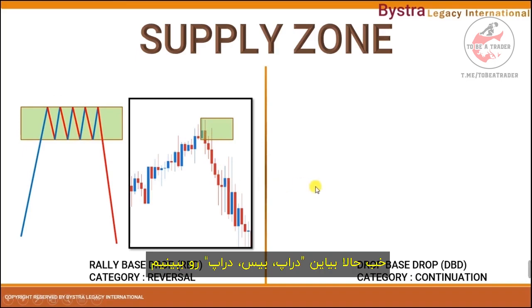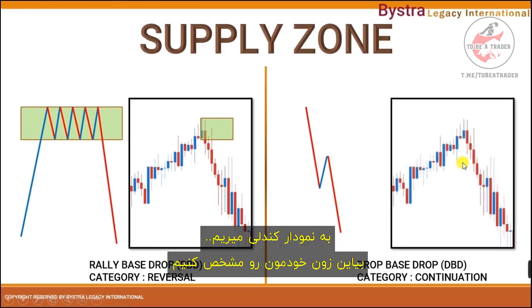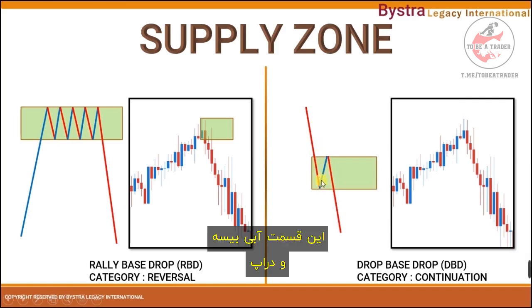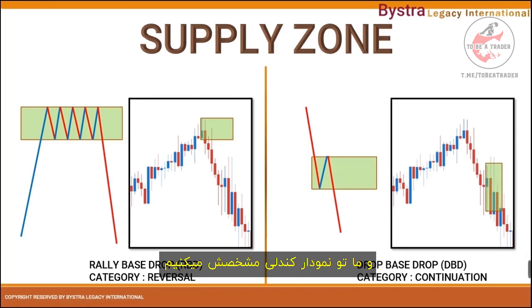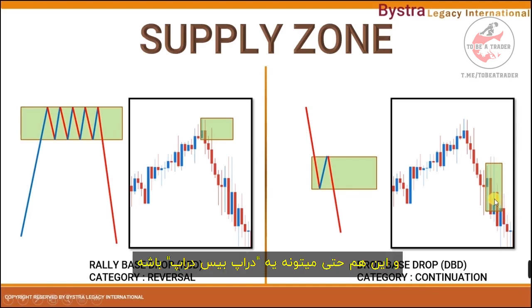So let's have a look at the drop-based drop. Drop-based drop is something similar to this kind of pattern. We go to the candlestick chart. Let's mark our zone. So this is a drop. This blue area is the base and drop. And we mark it on the candlestick chart. Here we can see is the drop. This blue color is the base and drop. Okay, and this one could also be a drop-based drop. This can be a drop-based drop as well.